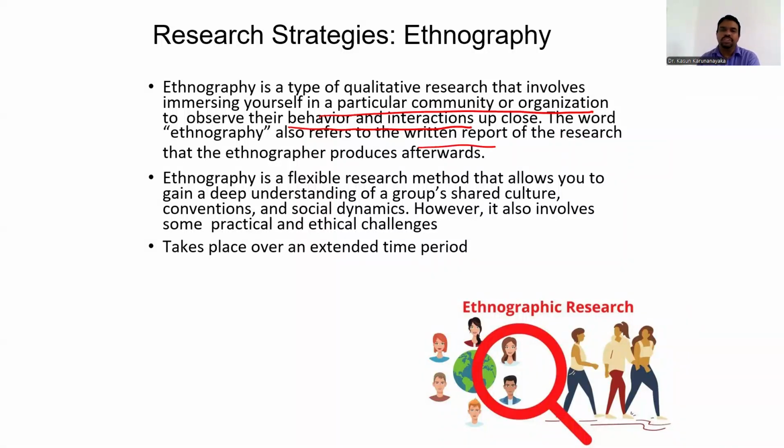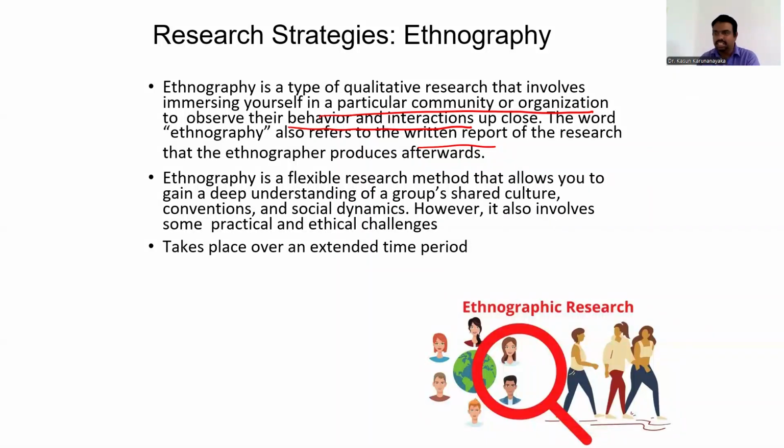Assume that you want to study what the eating habits of the Vedi people, the Vedi community in Sri Lanka are. You can go to Dambana or any such Adivasi settlement, and then you can live in their settlement for a few months or few weeks, and then you can observe their behaviors, eating habits, and then you write a report or write your findings.